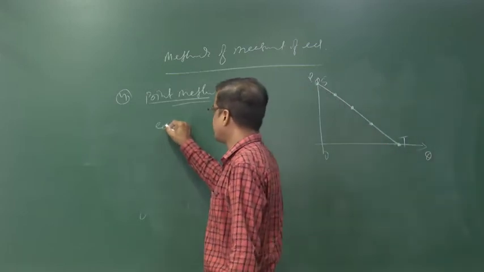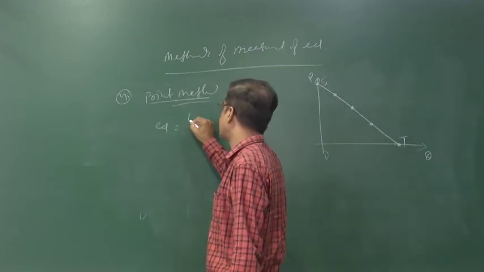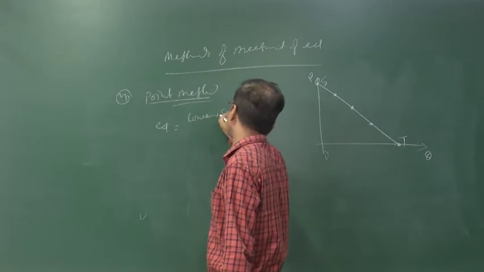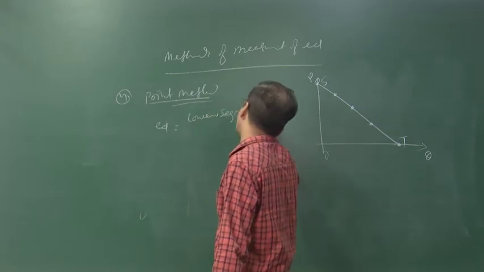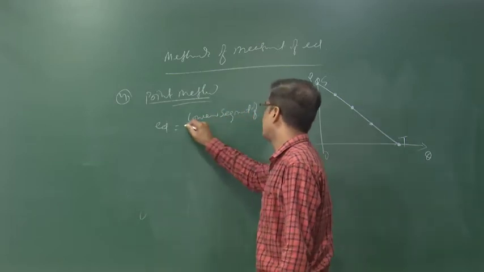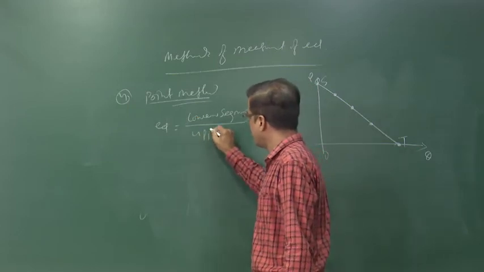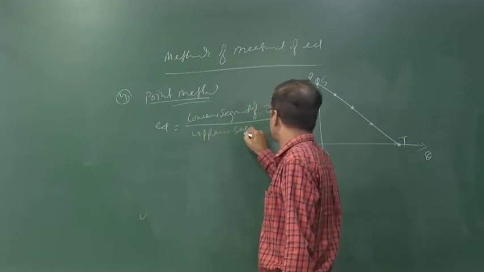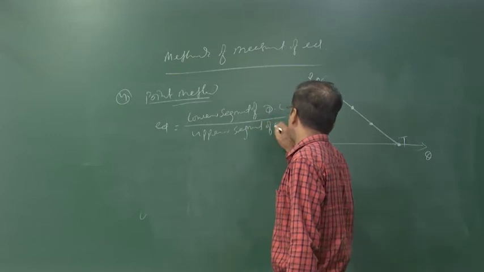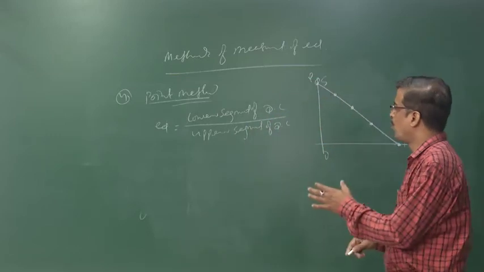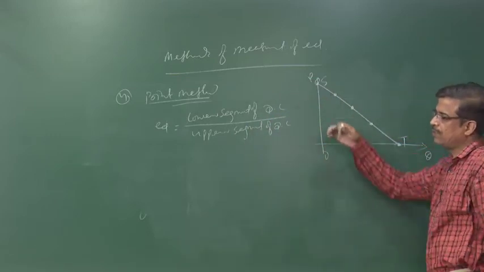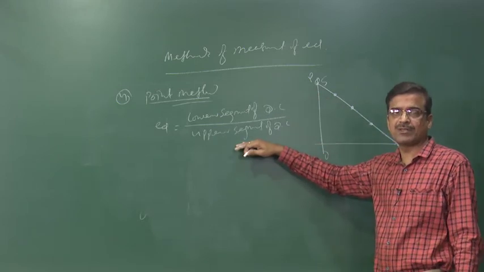The point elasticity of demand can be calculated as the lower segment of the demand curve divided by the upper segment of the demand curve.